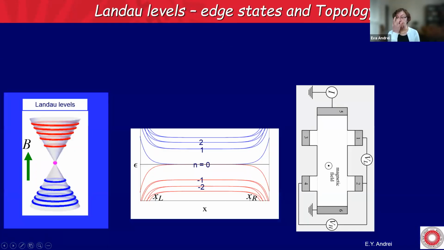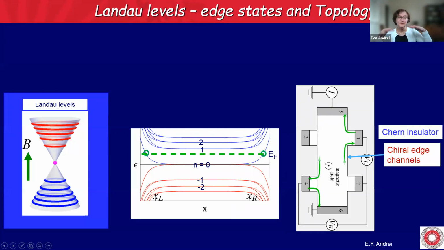Now let's talk about the topology of these bands. So these bands are flat. Are they also topological? Yes, they are. And this is how we can see this. Let's say that we take a sample. Now these are the Landau levels as a function of position in the sample. This is the left edge and the right edge. Because the electrons cannot get out of the system, the Landau levels bend. The Landau levels bend up or down depending on whether you have an electron or hole system.